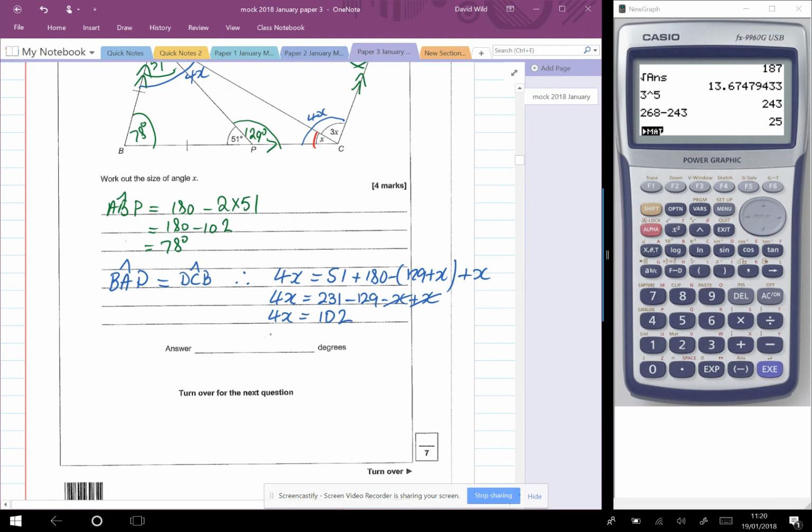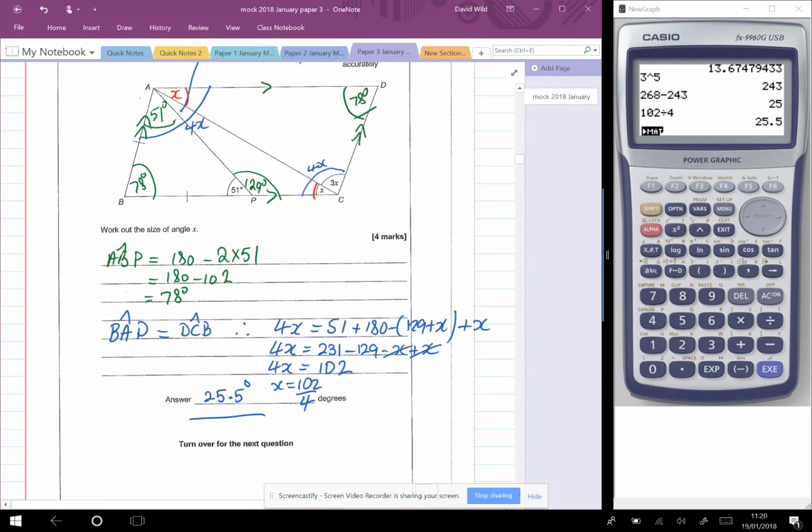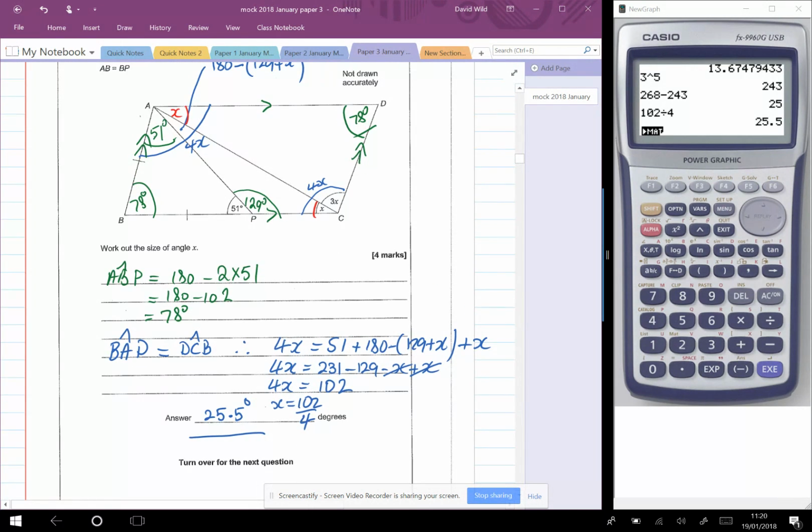So x is 102 over 4. Now what's 102 over 4? Divided by 4, 25.5 degrees. There we go. So bit by bit I've worked out what to do there. I do need to of course know that these angles are the same in a parallelogram. It's not always the case in any old quadrilateral, but in the case of a parallelogram it's true.